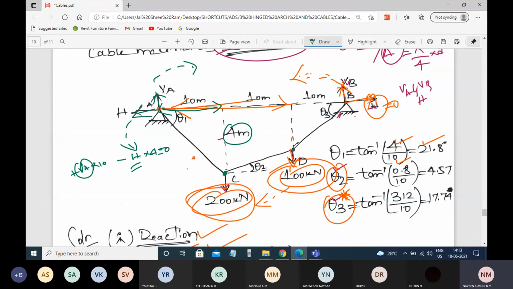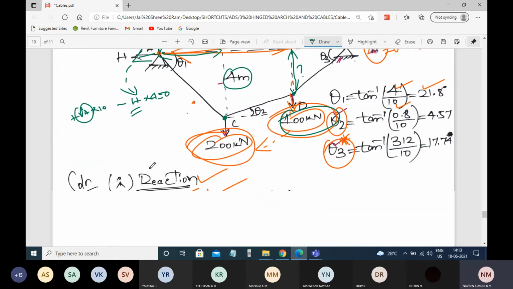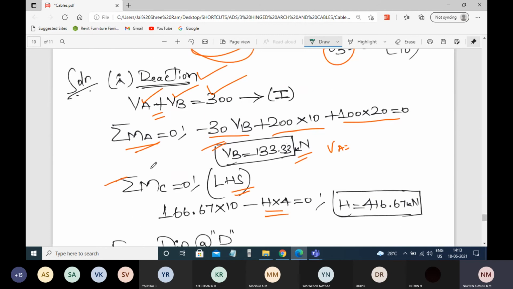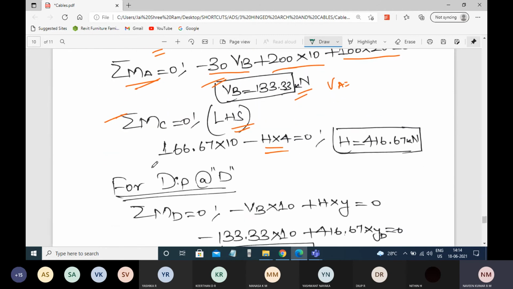Why have I not considered the moment at D, RHS? Because we don't know the height of the segment from datum to D. For that reason, I considered LHS. You can consider RHS for this point, where you need to consider the moment of this force also. So there is an addition of 100 kilonewton also. To make it very simple, I have considered it over here.